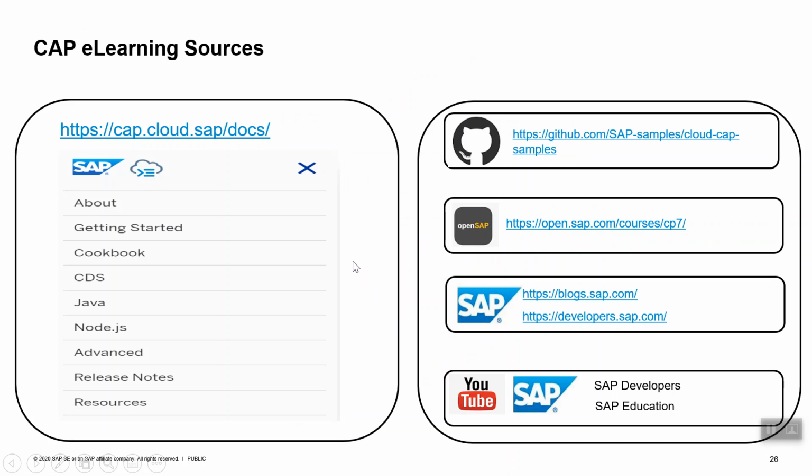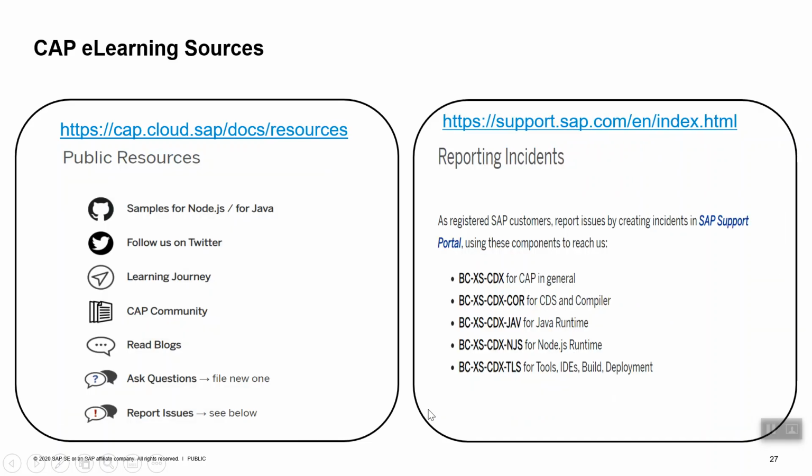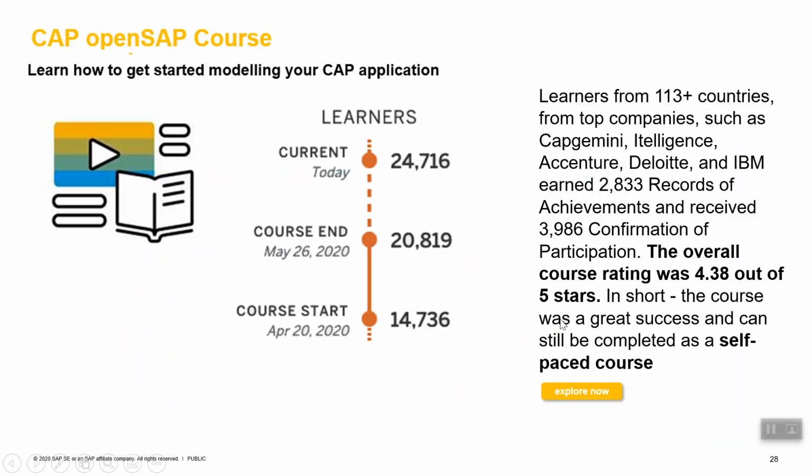You can also learn more about CAP from the official documentation. You can refer to the GitHub samples and the openSAP courses here. You can also go through SAP blogs and the developer community. SAP also has some official YouTube channels, which you can go through as well. These are the study materials. If you have any issues, you can report them if you are an SAP customer using these components.